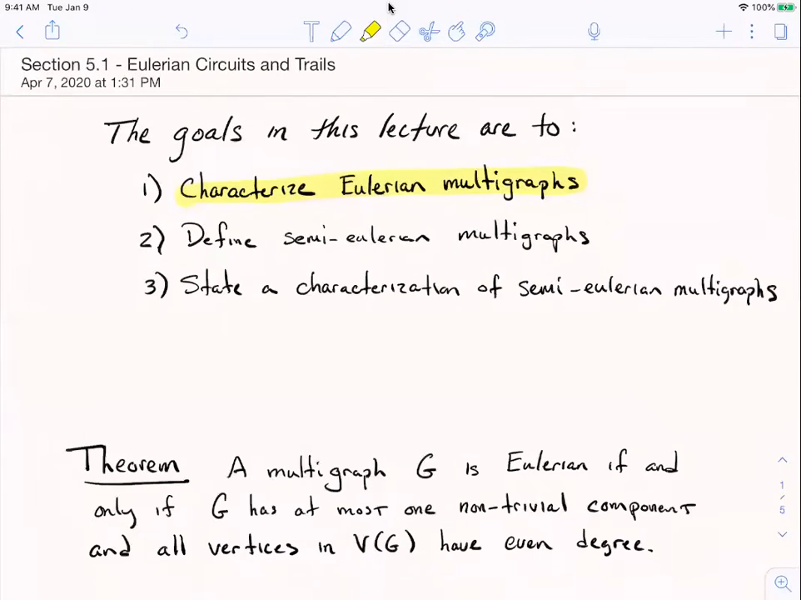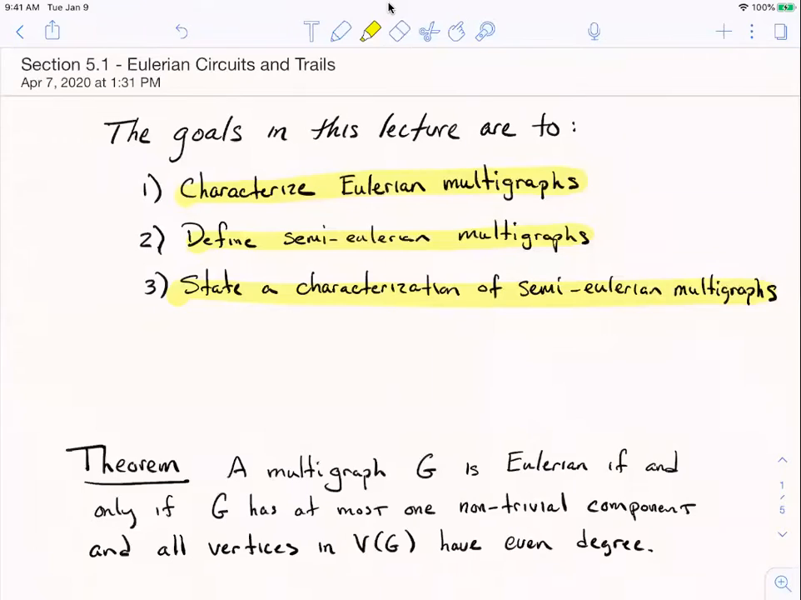After we give that proof, we'll define a related, slightly weaker notion of semi-Eulerian multigraphs, and then we'll state, but not prove, a characterization of those things. Maybe we can do the proof in the online Zoom meeting class if you can make it.